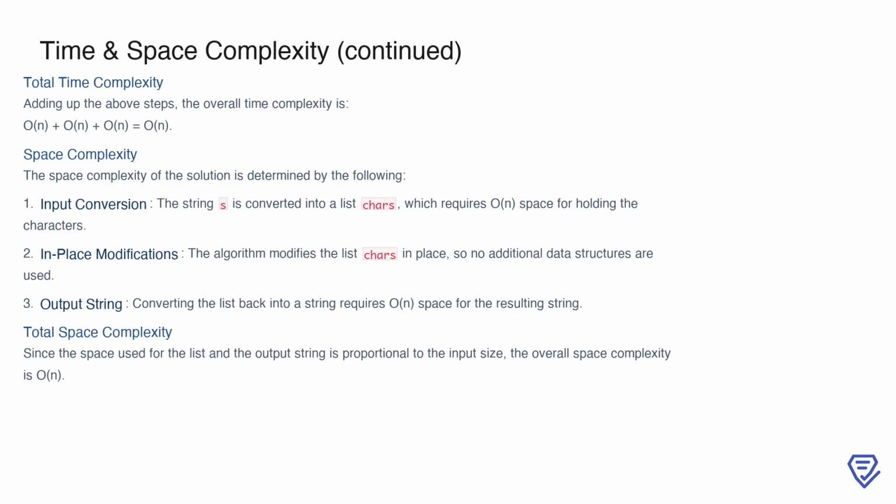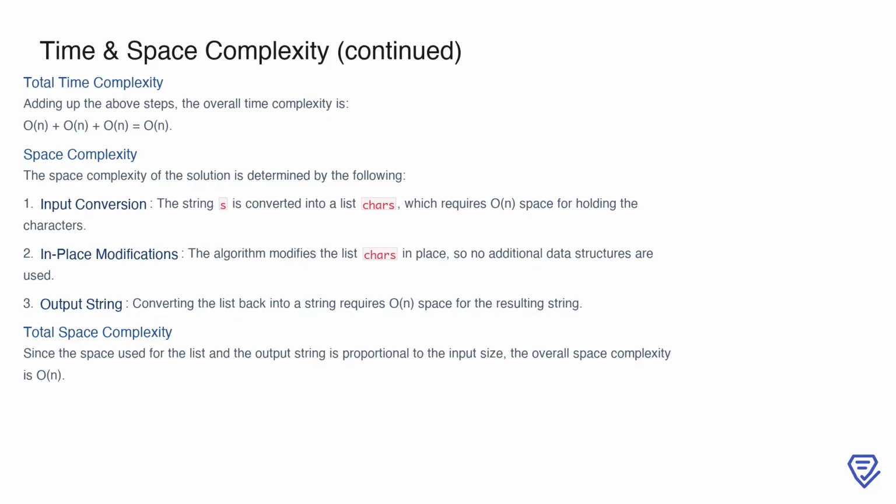Now, summing up all the steps, the overall time complexity of the solution is O(n) for initialization, O(n) for the two-pointer traversal, and O(n) for string reconstruction. Combining these, the total time complexity is O(n).